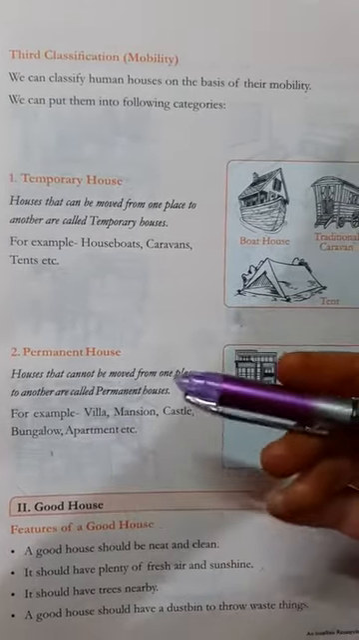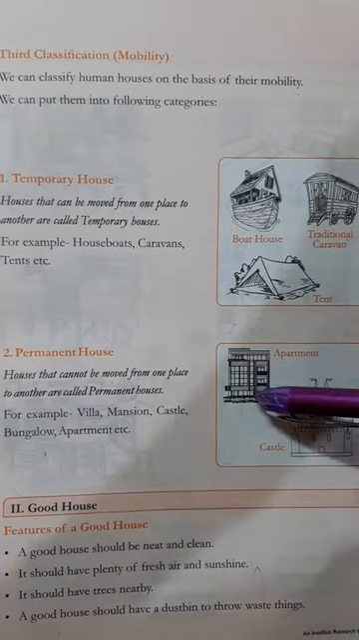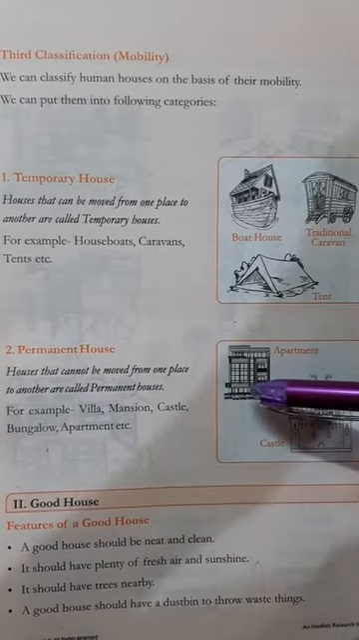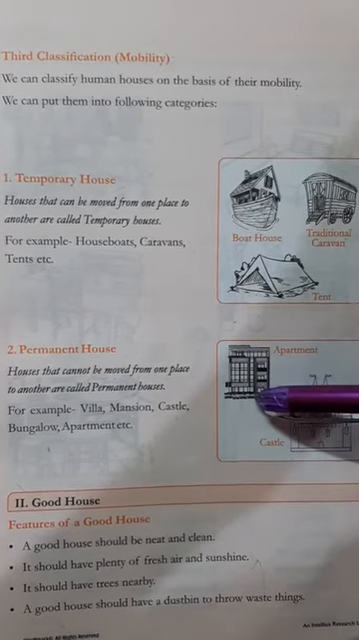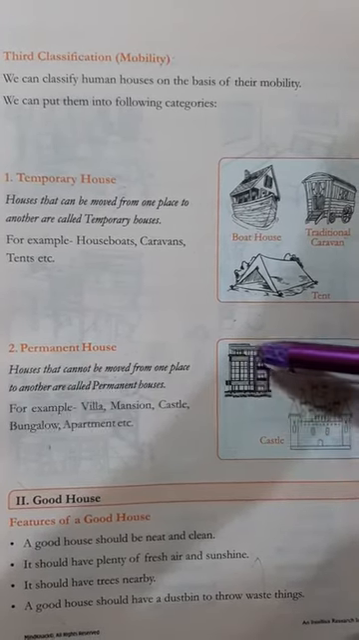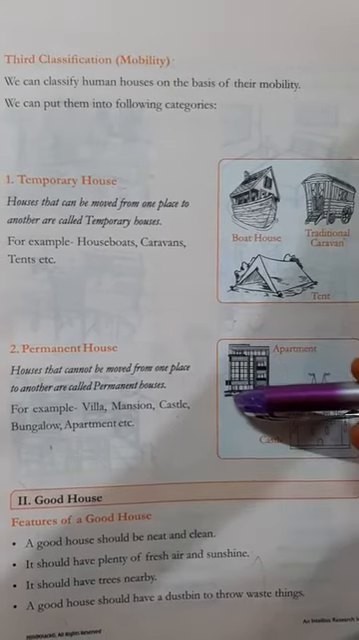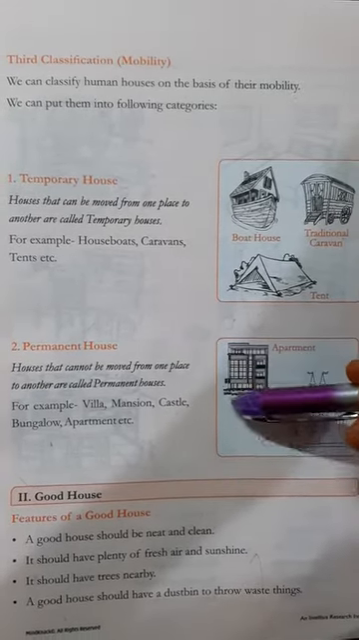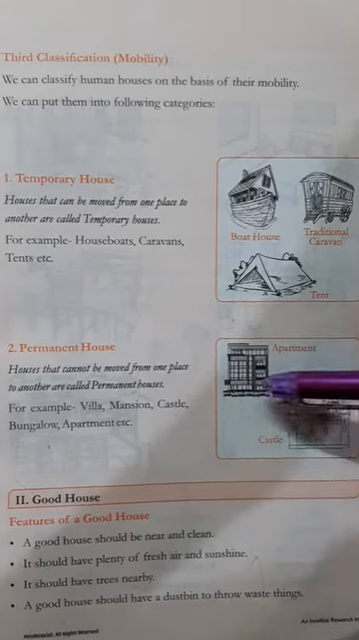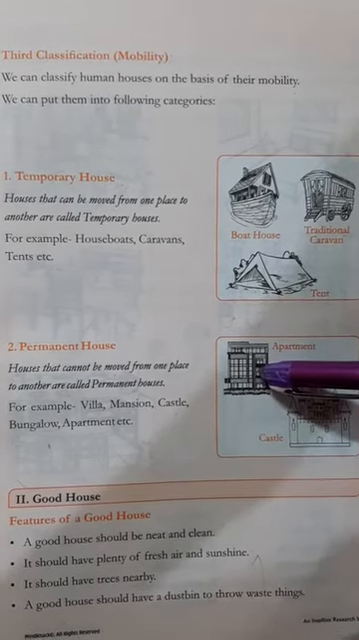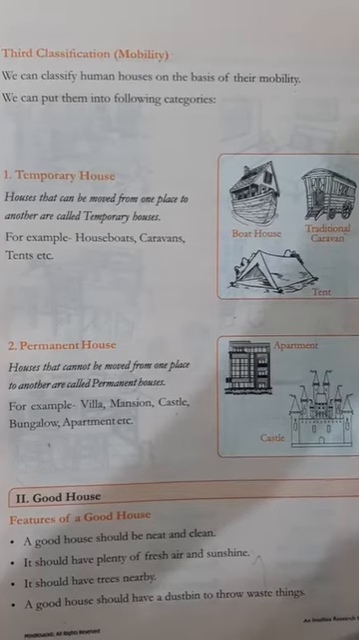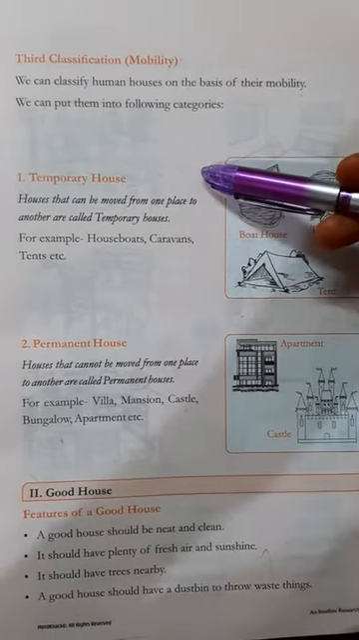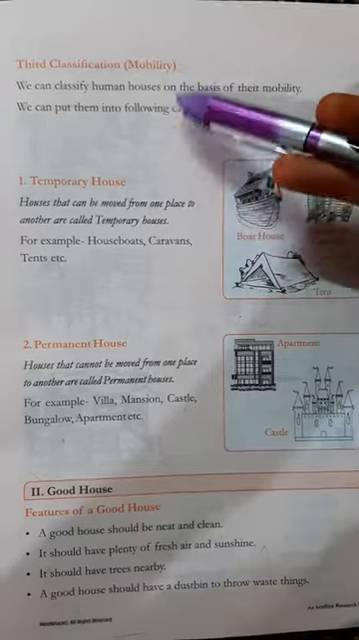Bungalow, apartment. Houses one above the other, where different families live. Apartments you can see in the urban areas, big cities. So this is all about the third classification.